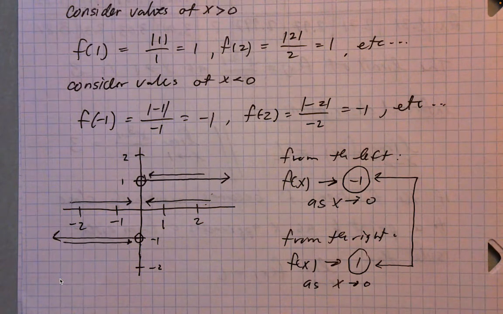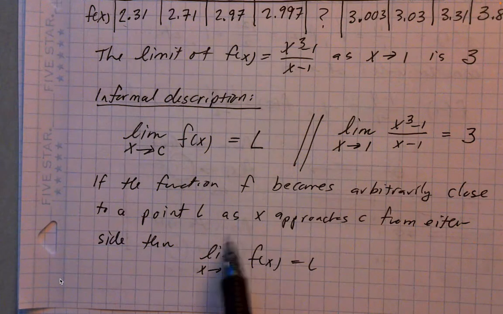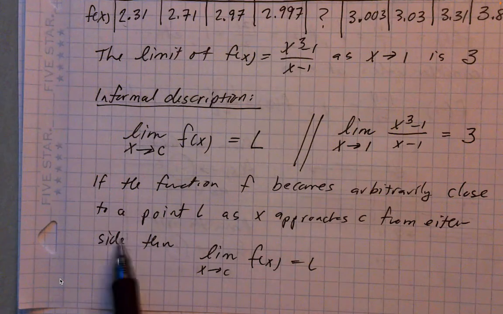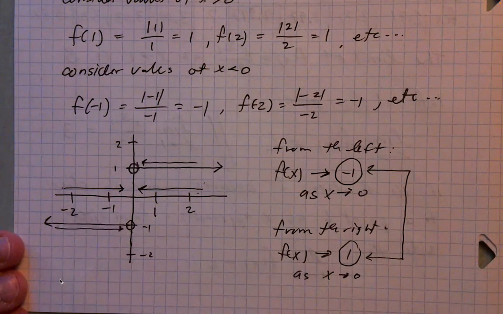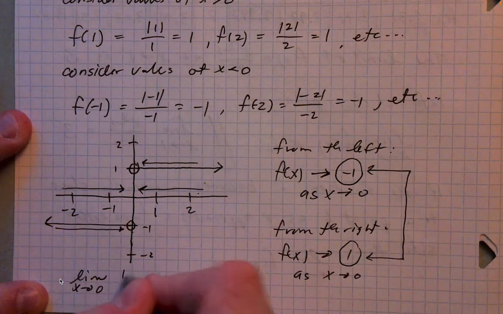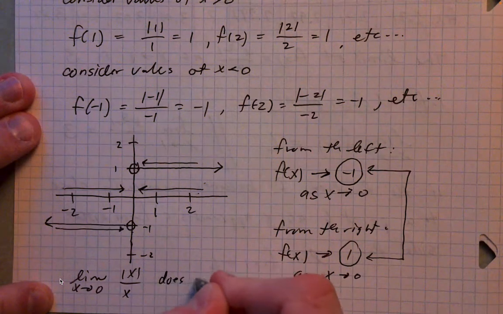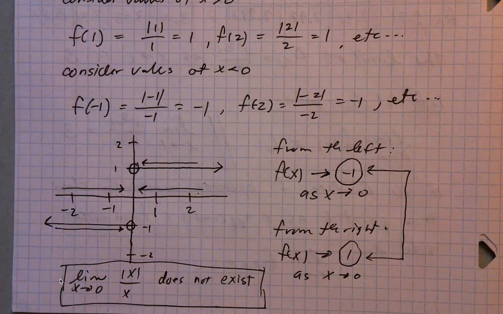And so remember, our definition said that as x approaches c from either side, f needs to become arbitrarily close to a particular point L. And if that's the case, then you have a limit. This is not satisfied here, clearly. In this example, we're approaching different values as we approach the limit point x equals 0 from different sides. So in this case, we would say that the limit as x approaches 0 of the absolute value of x over x does not exist, precisely because the left-hand side and the right-hand side do not agree on what they are approaching. In order for the limit to exist, you have to approach the same number. So, does not exist. Very good.